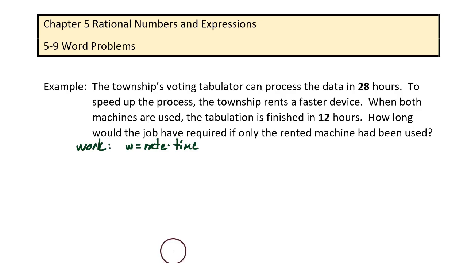There are two machines mentioned in the problem. One is the township's current tabulator. The other is a rented machine. The problem gives us some information about those. So we have our current machine and we have the rented machine. The current machine takes 28 hours to complete the job. So its rate of speed is that it can complete 1/28 of the job per hour.